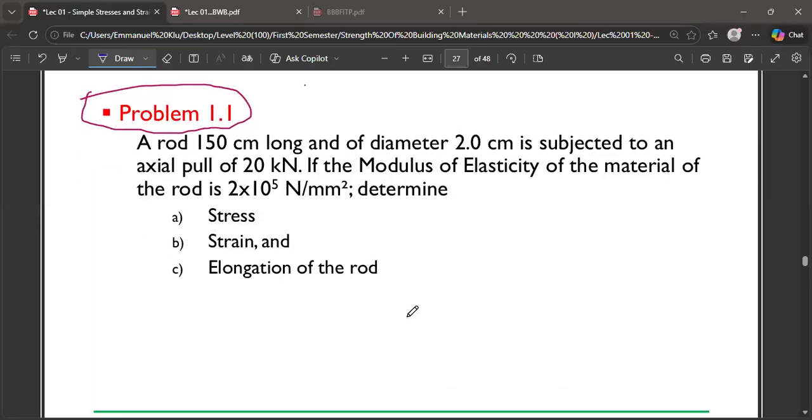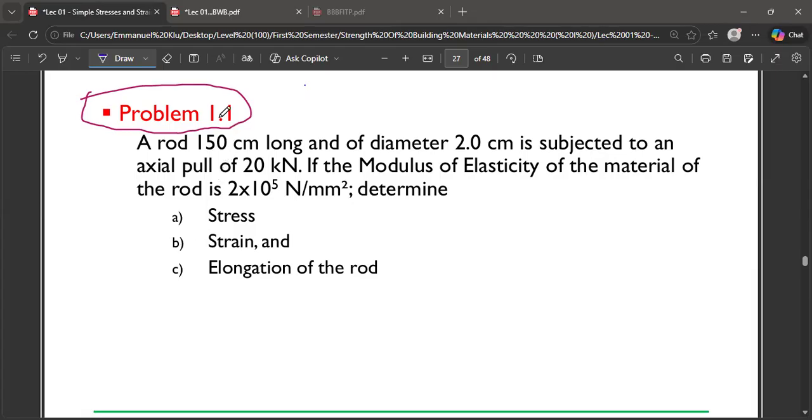A rod 150 centimeter long and of diameter 2.0 centimeter is subjected to an axial pull of 20 kilonewtons. If the modulus of elasticity of the material of the rod is 2 times 10 raised to the power 5 newtons per millimeter squared, determine A, stress, B, strain, and C, elongation of the rod. Thank you very much. So elongation is change in length.